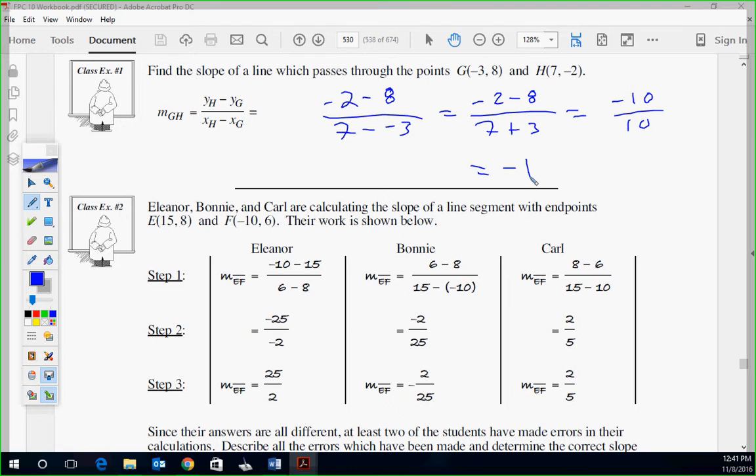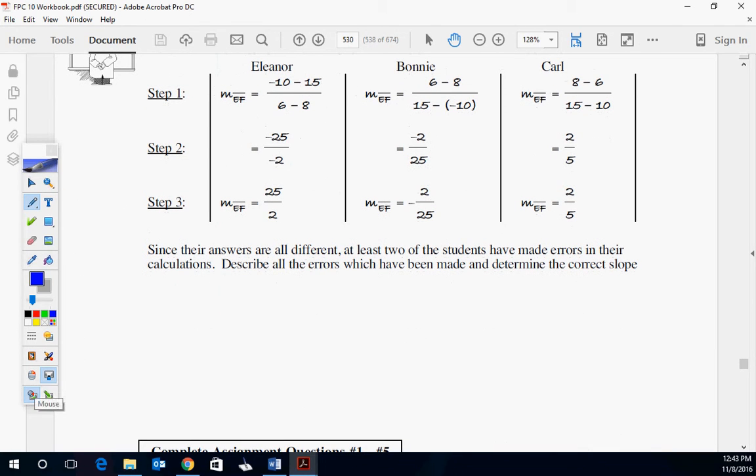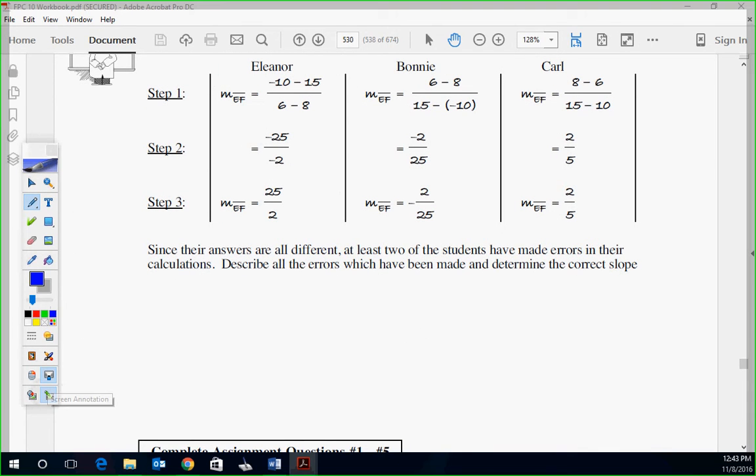All right, so Eleanor, Bonnie, and Carl are calculating the slope of a line segment with endpoints (15, 8) and (-10, 6). Their work is shown below. Probably going to try to find the errors here. Since their answers are all different, at least 2 of the students have made errors in their calculations. Describe all errors which have been made and determine the correct slope. Okay, so let's go through and try to find the errors.